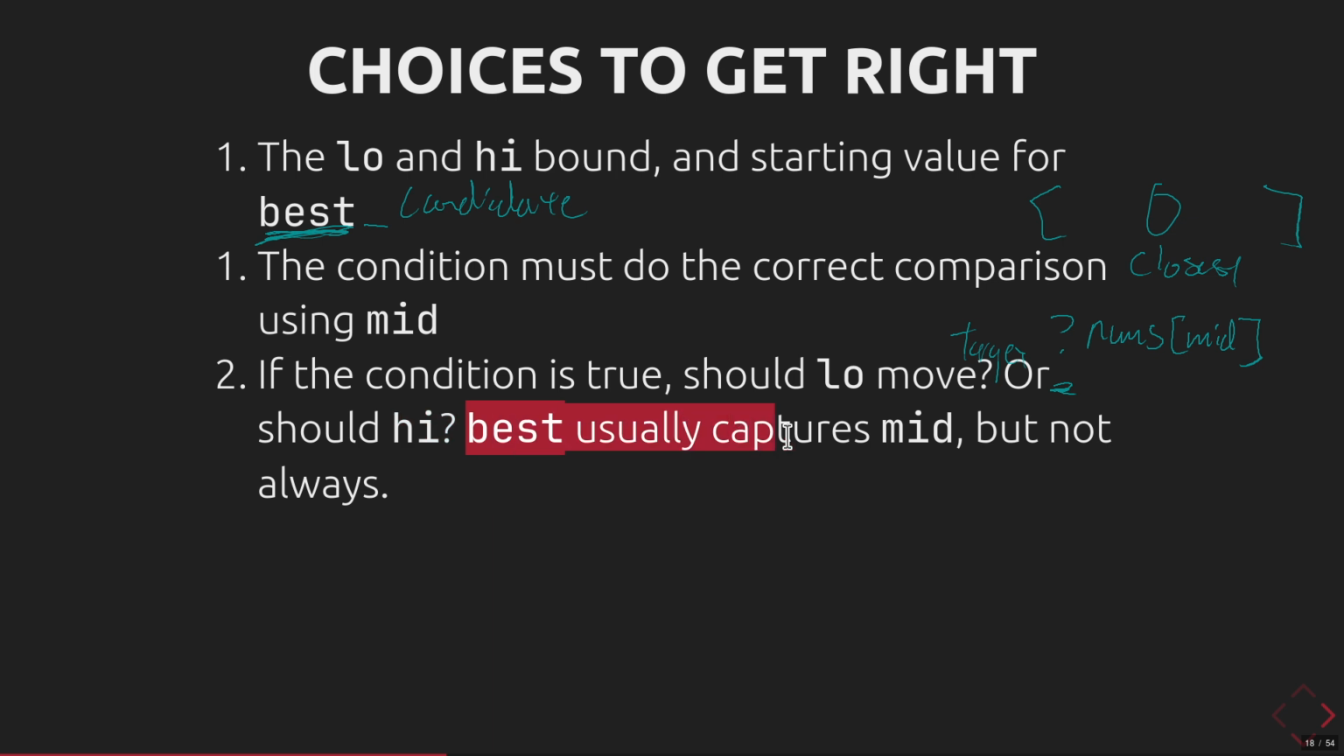And best usually captures mid, and what I mean by that is that it records values. Because when you're doing binary search, you want to record the closest thing, so you're going to keep a variable that keeps on tracking what the best candidate is. And there are sometimes where in a certain window you overshot, so you don't record that value. I'll make this clearer as we go along. It really helps with a concrete example.